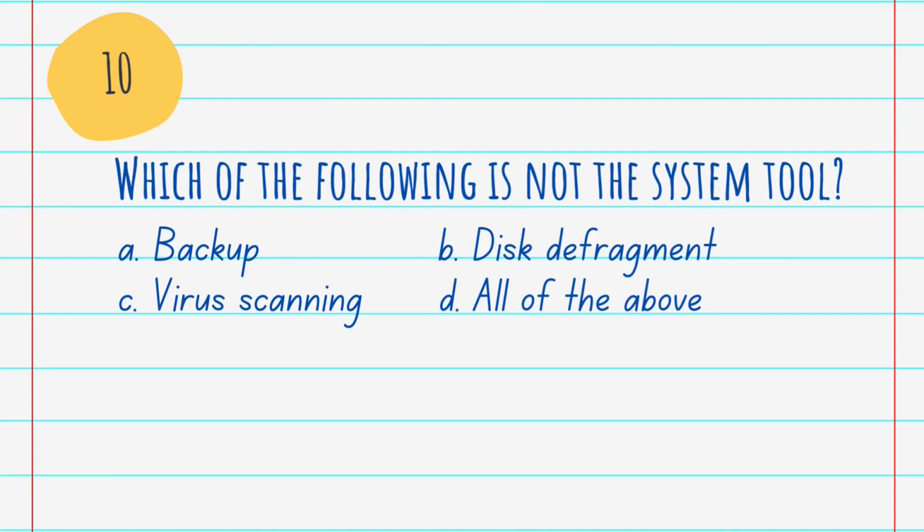Then question number 10. Which of the following is not a system tool? A. Backup, B. Disk defragment, C. Virus scanning, and D. All of the above. And the answer is C. Virus scanning.